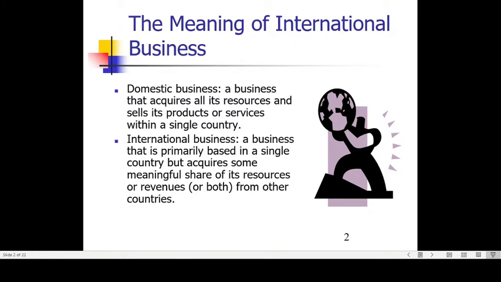Example nito is yung Petron. Yung Petron ay business siya dito sa Pilipinas, pero meron pa siyang subsidiaries sa iba pang bansa. Another example nito, yung Nike Company. Yung Nike Company, sila ay nagpro-produce ng shoes, sports shirt, or sports equipment, which base sila sa Amerika. At hindi lang sila sa Amerika nag-ooperate, nag-ooperate din sila sa over 120 countries around the world. So, ang tawag doon ay international businesses.